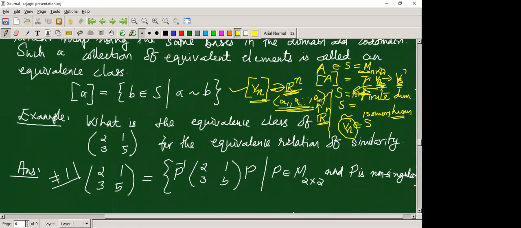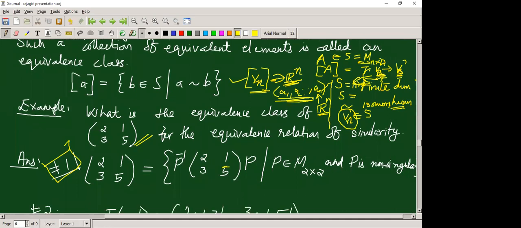So for example, what is the equivalence class of [[2,1],[3,5]] for the equivalence relation of similarity? We know what is meant by the equivalence relation defined by similarity. You find all elements belonging to the equivalence class of [[2,1],[3,5]]. This can be answered in two different ways. Number one, [[2,1],[3,5]] is actually the set of all similar matrices which are similar to it, that is, P inverse [[2,1],[3,5]] P, where P is in M 2 by 2 and P is non-singular. This is one way.